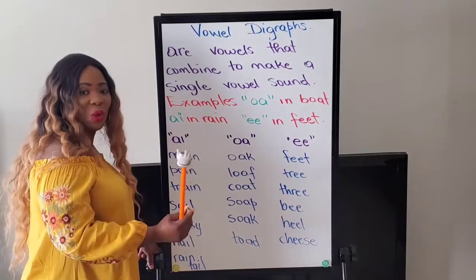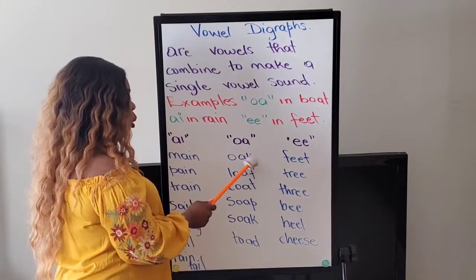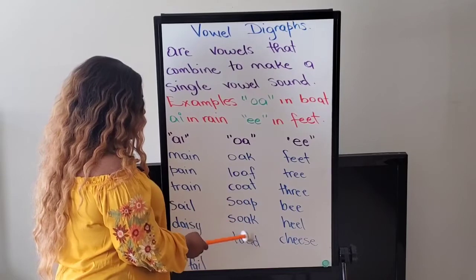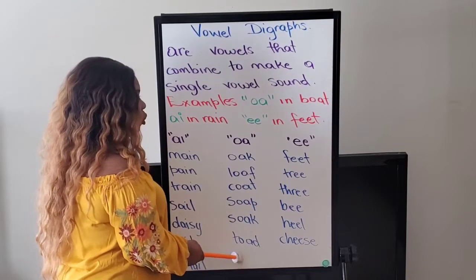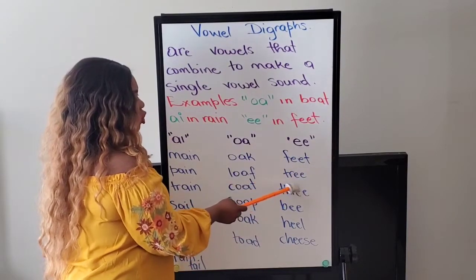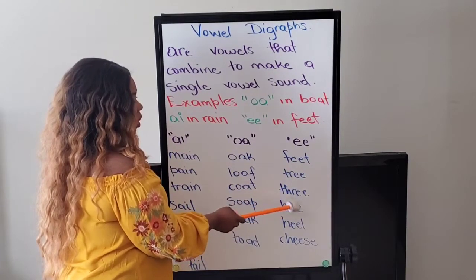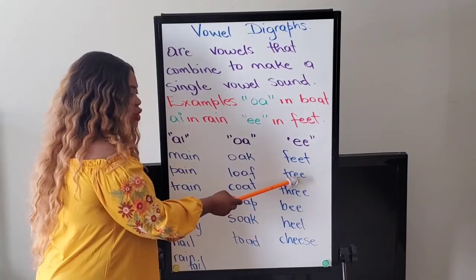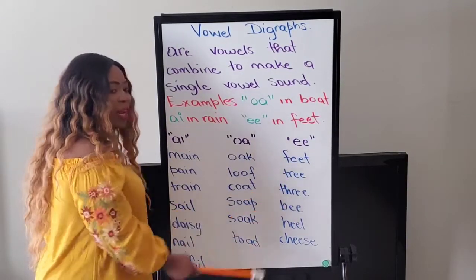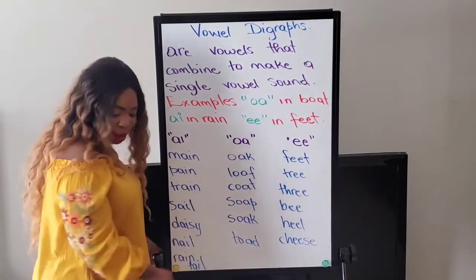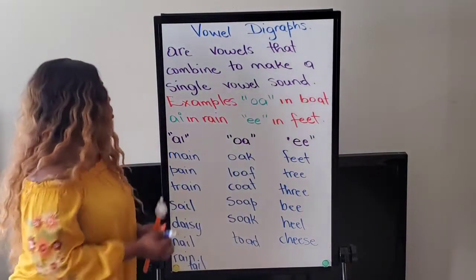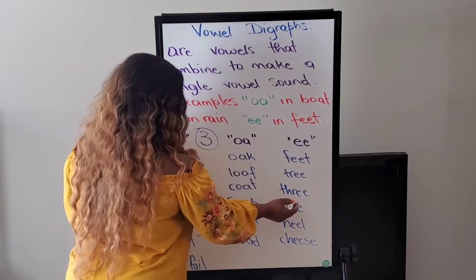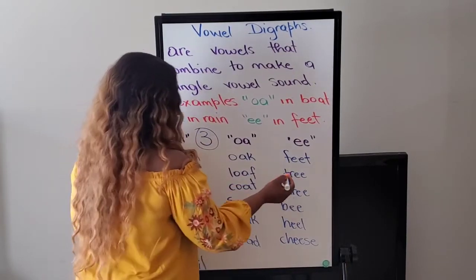Now we're going on to OA. So we have oak, loaf, coat, soap, soak, toad. Now, for EE, one word is a plant that grows outside, a tree. But this one is a number, 3, okay, for this one right here. But this one is a plant that grows outside.